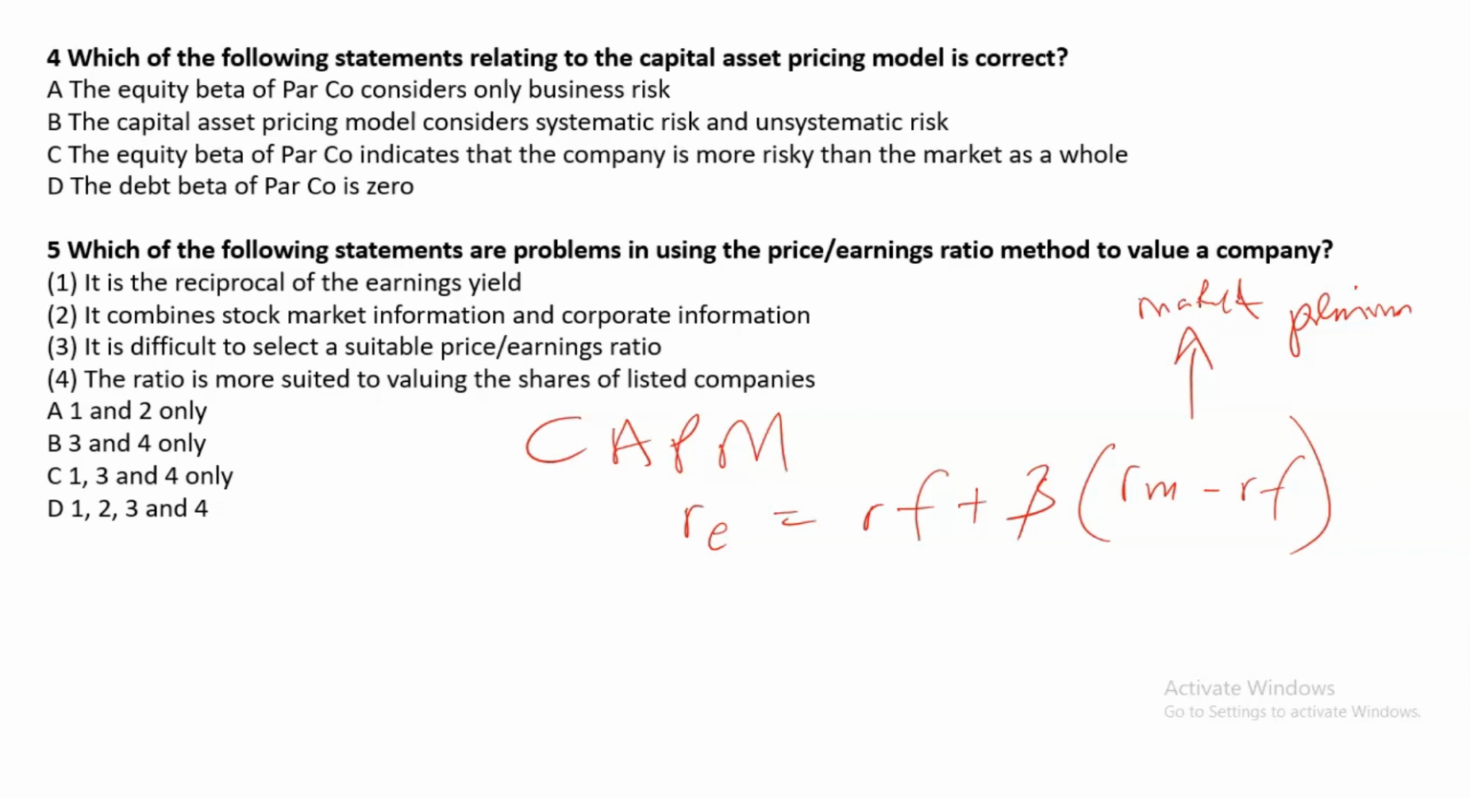So what you need to know is, you need to tell yourself the meaning of the beta. What is the meaning of beta less than one? What is the meaning of beta zero, or when beta is greater than one? You need to understand those situations. Okay.